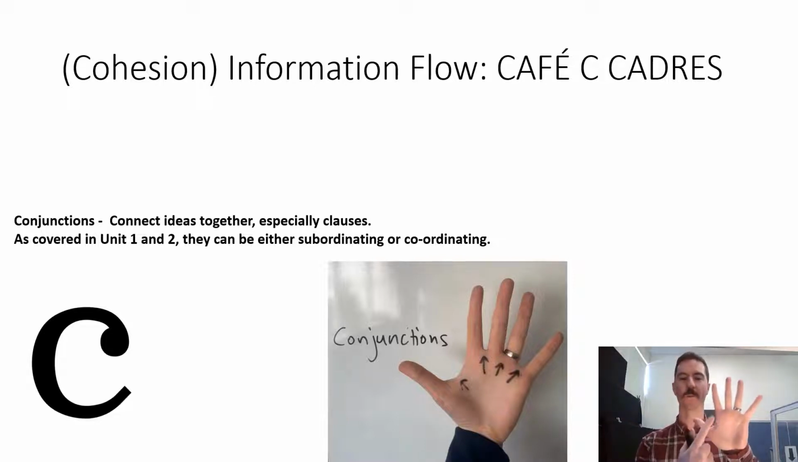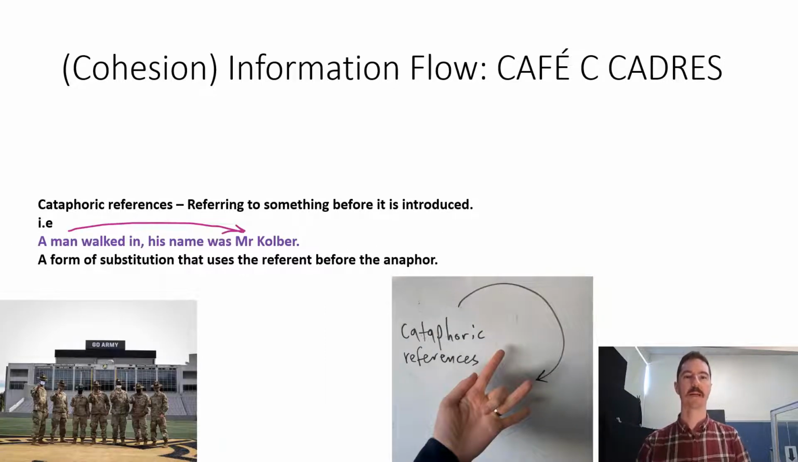Then we've got conjunctions. So you're thinking of the little webbed parts of your hands. Those are the conjunctions of your hand. And conjunctions, as we know, can be subordinating or coordinating, so we're not going to go through that in great detail here.